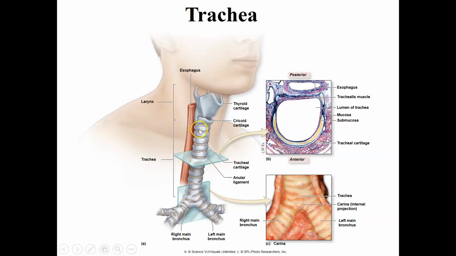Notice that the trachea is running alongside the esophagus, trachea anterior, esophagus posterior. The esophagus is a flexible tube that collapses on itself when you're not swallowing, when there's no food moving through it. We don't want that to happen for the trachea. We want the trachea to remain open. And so there's a key structural difference between those two tubes that allows the trachea to remain open.